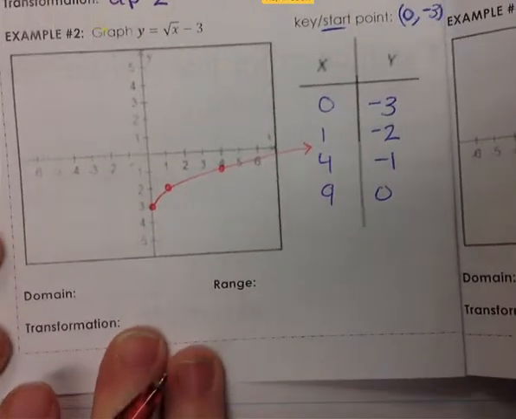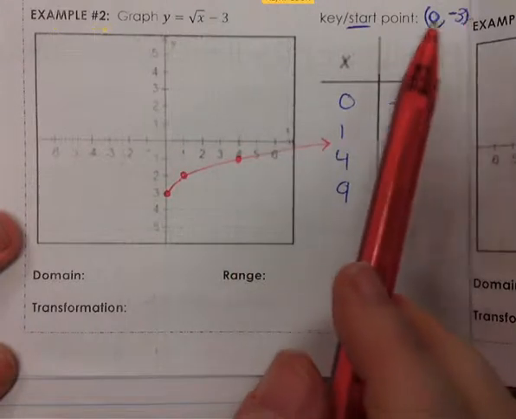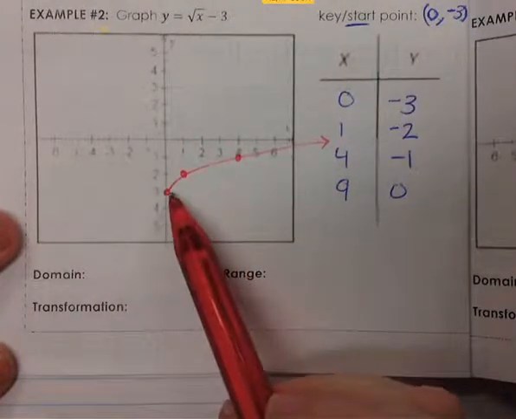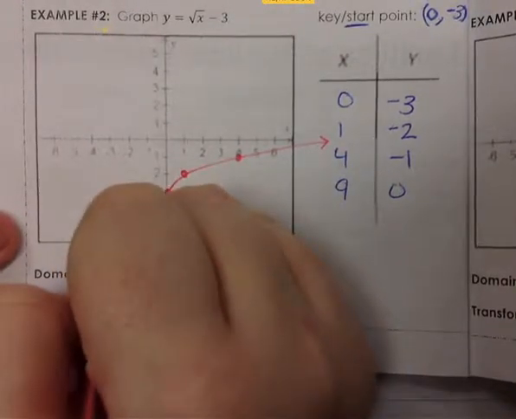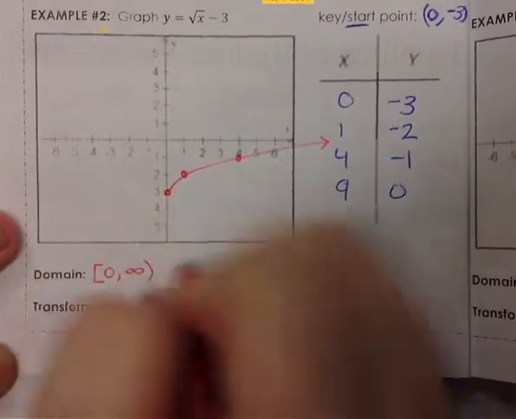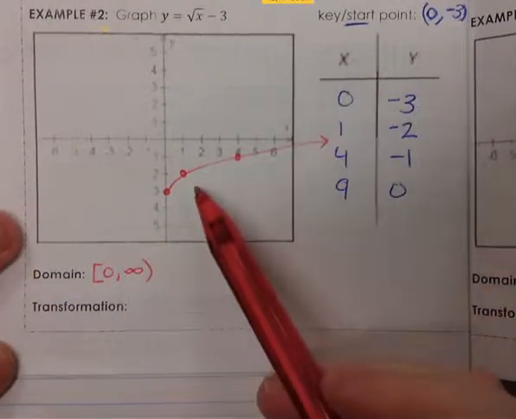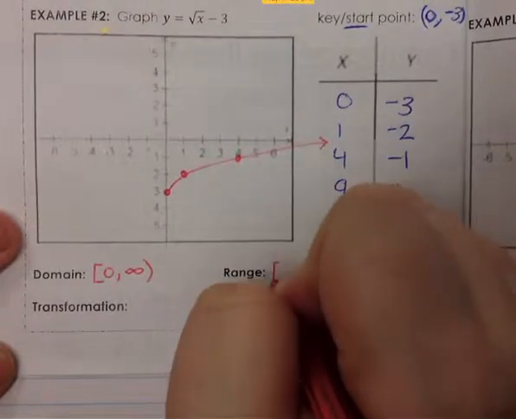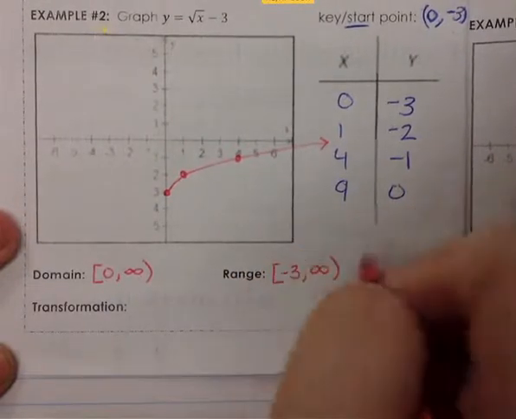That will affect our domain and range. Our domain comes from our h value, which is 0. It is going not left, it is going right, so that will give us a positive infinity. So it's going to start from 0 and go to positive infinity with an open bracket. Our range comes from our k value, and this graph is going up, which tells us it's a positive infinity. So we're going to have a closed bracket of negative 3 and then a positive infinity.